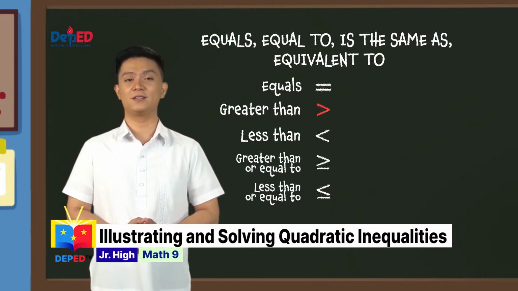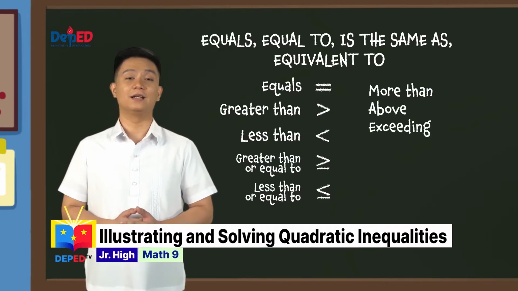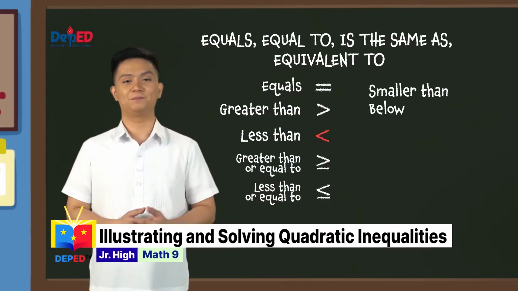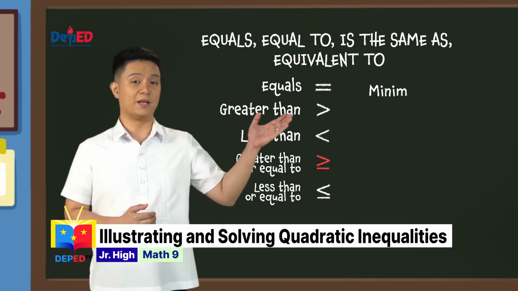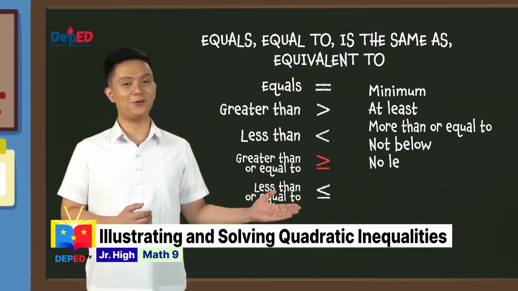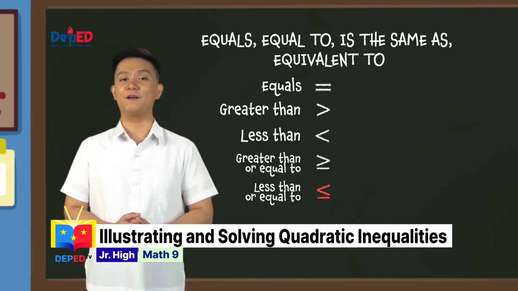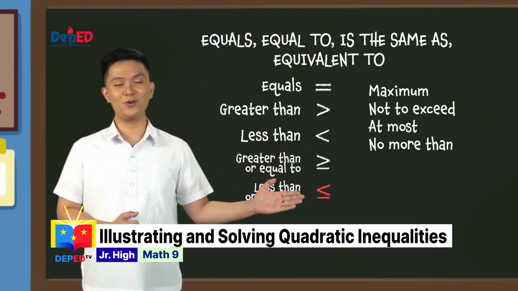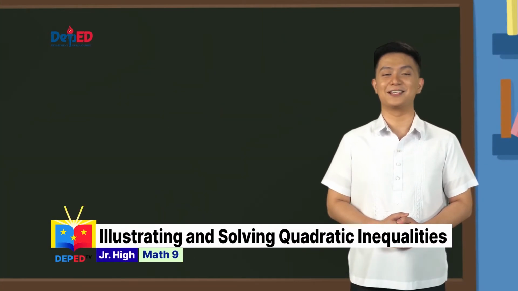The greater than symbol is used to mean more than, above, or exceeding. The less than symbol is used to mean smaller than or below. The greater than or equal to symbol is associated with the following: minimum, at least, more than or equal to, not below, no less than. The less than or equal to symbol is associated with the following: maximum, not to exceed, at most, no more than. Let's see what symbol we must use to represent this situation.